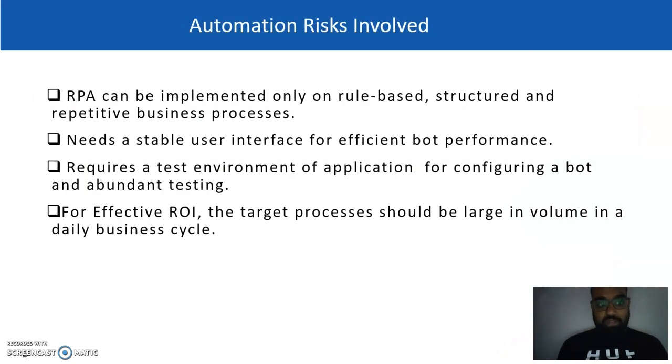What are the risks involved in this automation process? It can be implemented only for rule-based work. We cannot go out of the rules, and rules are not meant to be broken, especially in this RPA business. It needs a stable user interface, because the bot can perform only under stable conditions. It requires a test environment; without it, it cannot be configured. For return on investment, the target process should be in large volume in a daily business cycle. It cannot be a weekly business cycle. It has to be daily.